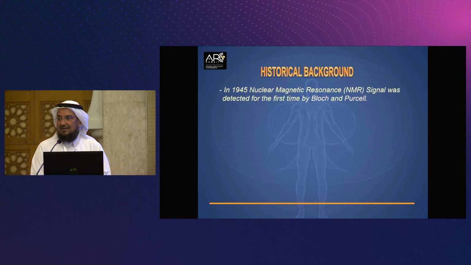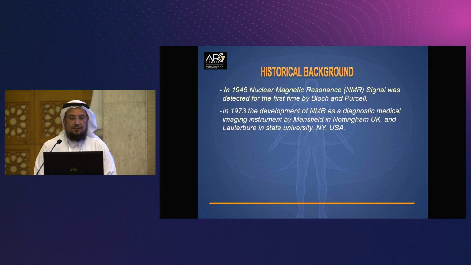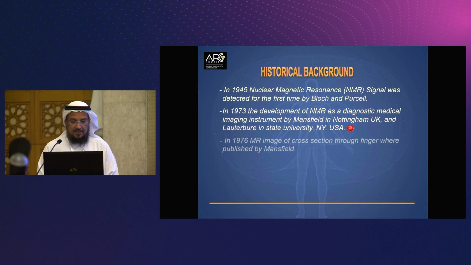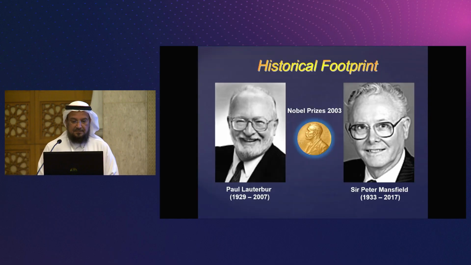MRI was first introduced in 1945, where it was called NMR, nuclear magnetic resonance, and it was introduced by two scientists, Bloch and Purcell. In 1973, NMR was developed as a diagnostic medical imaging technique by two scientists, Peter Mansfield at Nottingham University and Paul Lauterbur in New York. I was honored to be a student of Peter Mansfield. I graduated from Nottingham University, where he was one of my tutors. Both of them were granted the Nobel Prize in 2003 as pioneers of MRI.